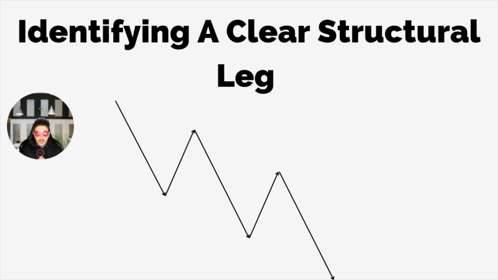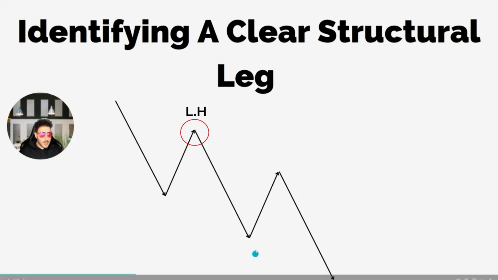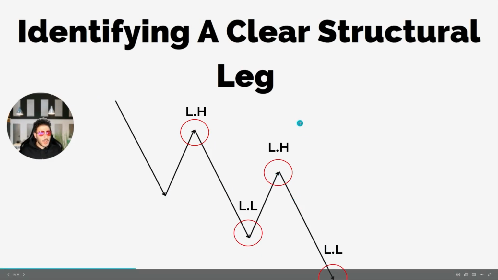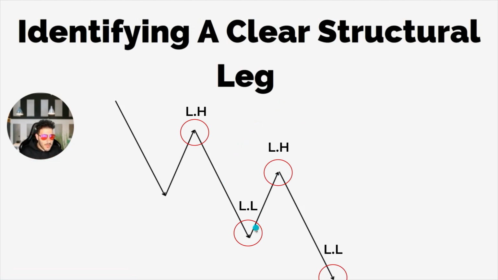Now this is an illustration of the number 1 thing I'm always looking for: what is the current structure of the market? Over here, we have a very basic structure where the market is making new lows, failing to make new highs. So we have a lower high, lower low, lower high, lower low. Once I identify a clear structural leg, if I'm bearish at this specific point in time, maybe I'm looking for a continuation lower. So I know that the market is currently bearish on this higher time frame.